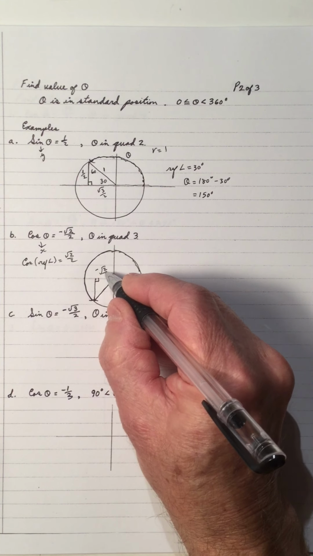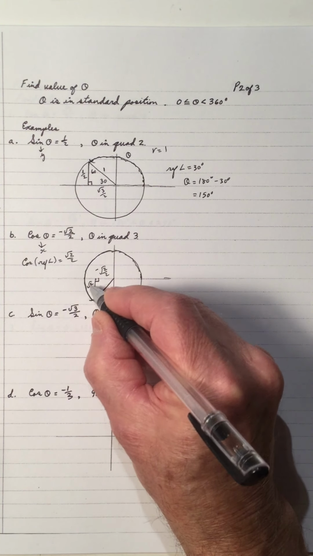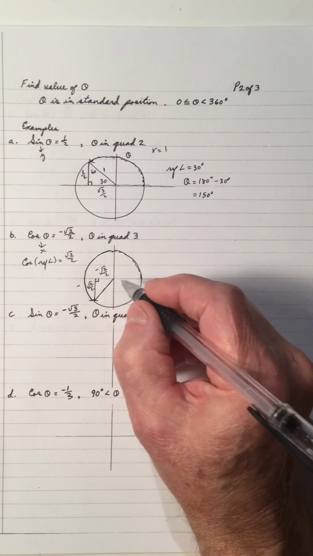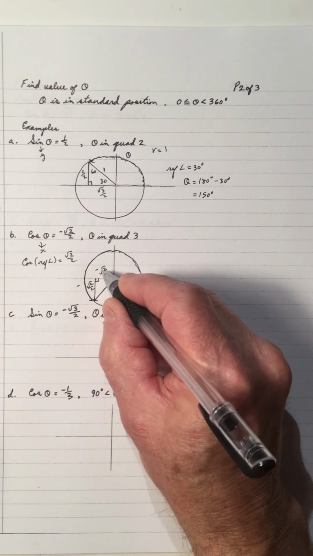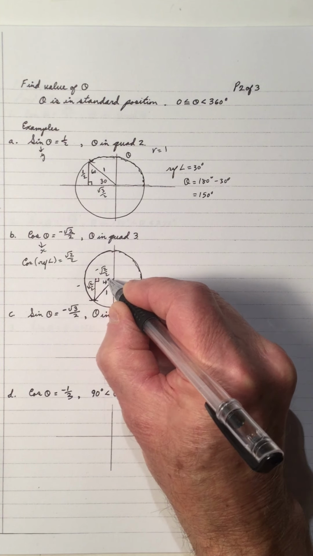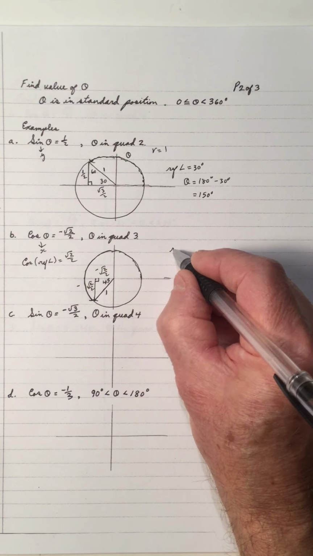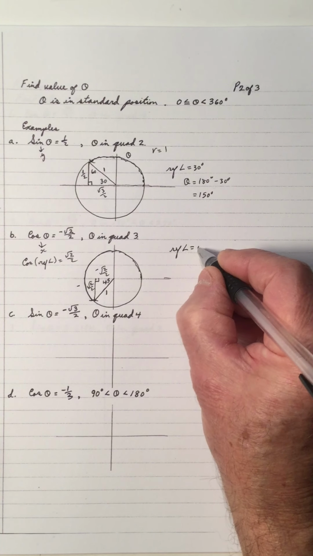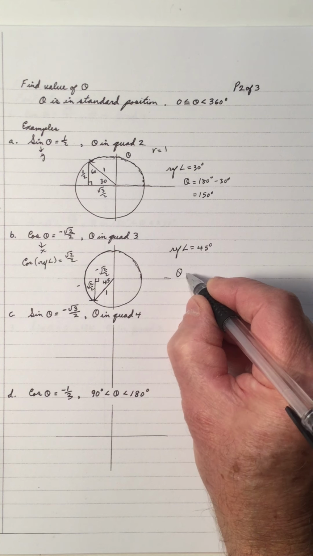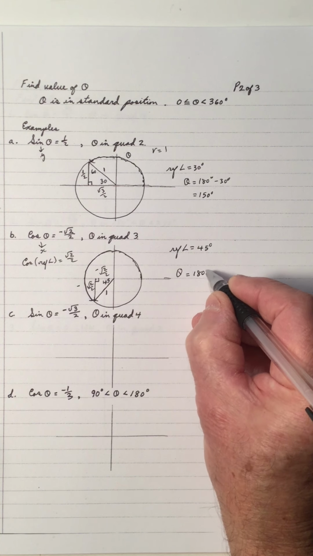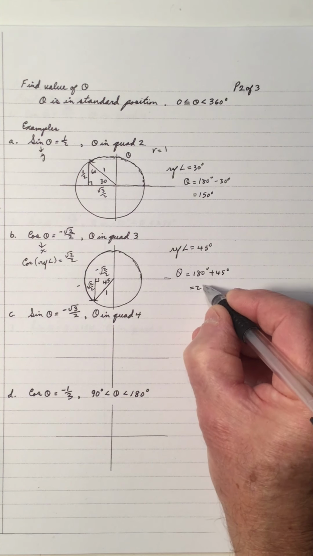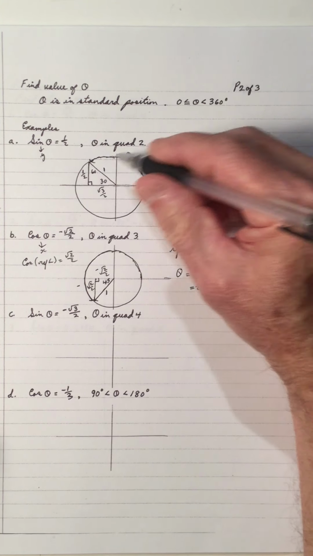And notice that that's √2/2. This is √2/2, but it's in the third quadrant, so this is negative. And so 45, 45, right triangle. This angle is 45. So the reference angle, without using the calculator, is 45 degrees. And theta is 180 plus the 45. So it's 225.